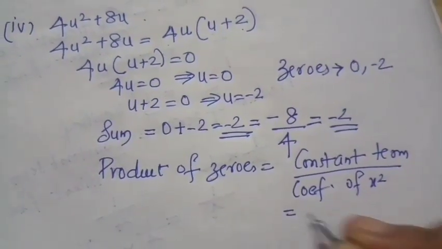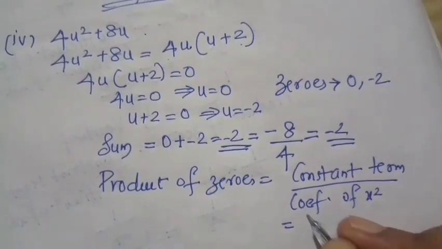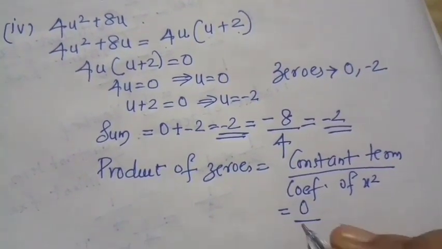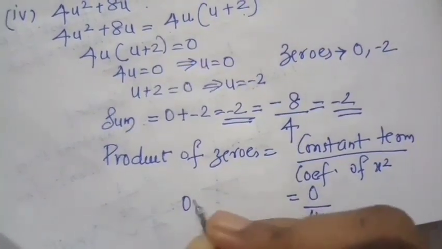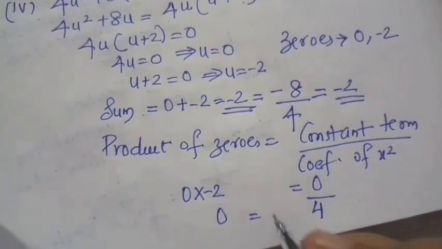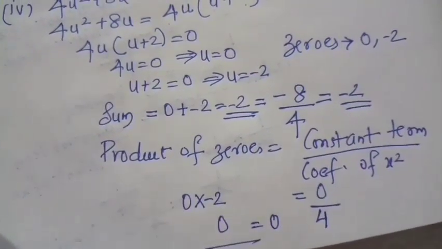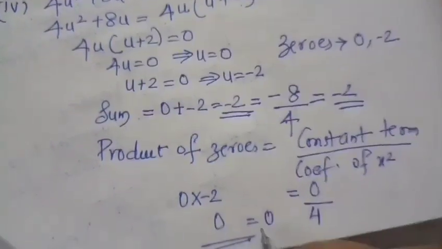What is the constant term here? Is there any coefficient? Is there any constant? No, it is 0. The coefficient of x square is 4. Product of zeros: what are the zeros here? 0 and minus 2. 0 into minus 2 will give you 0. 0 by 4 will also give you 0. So the product of zeros equal to constant term by coefficient of x square is also verified here.